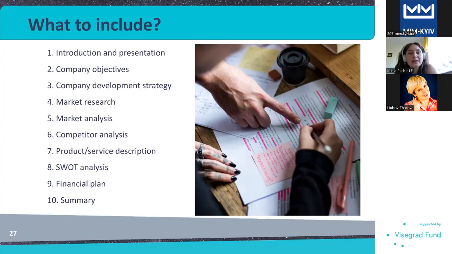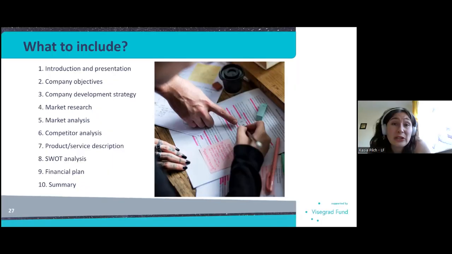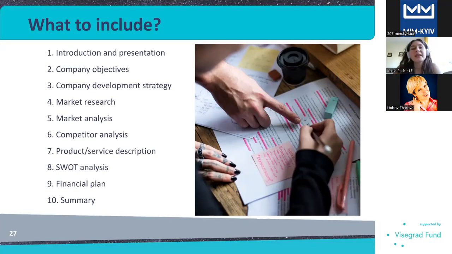And then in chapter 5, you just give a short description of how you did your research, what kind of resources you used, what method you used and what was your logic behind doing the market research. So just talk about your methodology. Then chapter 6 is competitor analysis.